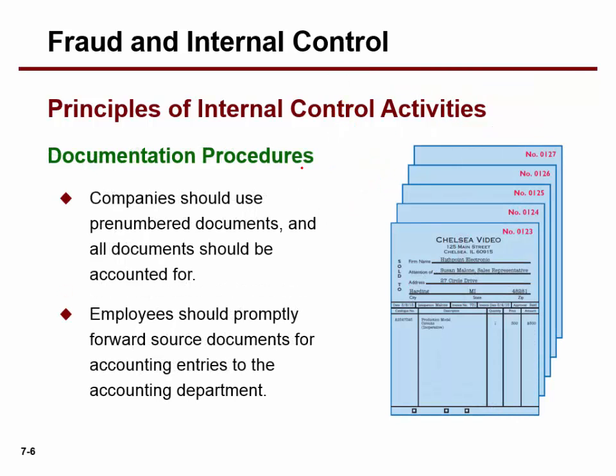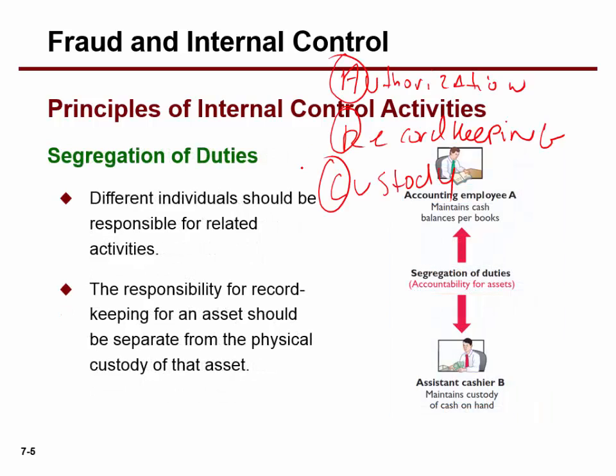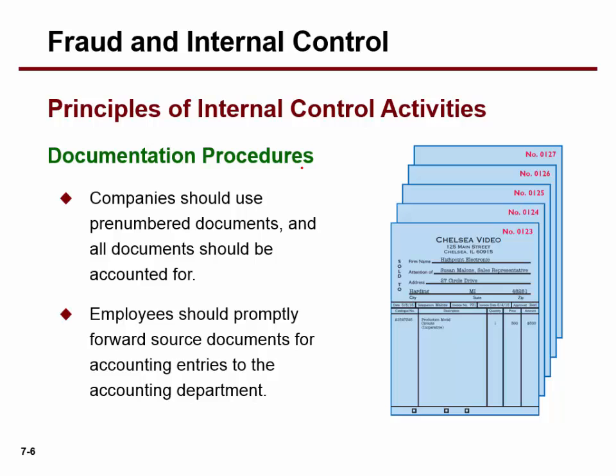We also have documentation procedures. Separate authorization, record keeping, and custody. That's separation of duties. Then we also have documentation procedures, and we use pre-numbering. Pre-numbering is a key internal control because what happens? Well, we have our sales invoices. 1, 2, 3, 3. Huh? How'd you get another 3? What's going on, right? Or if there's not one with a number, how come?